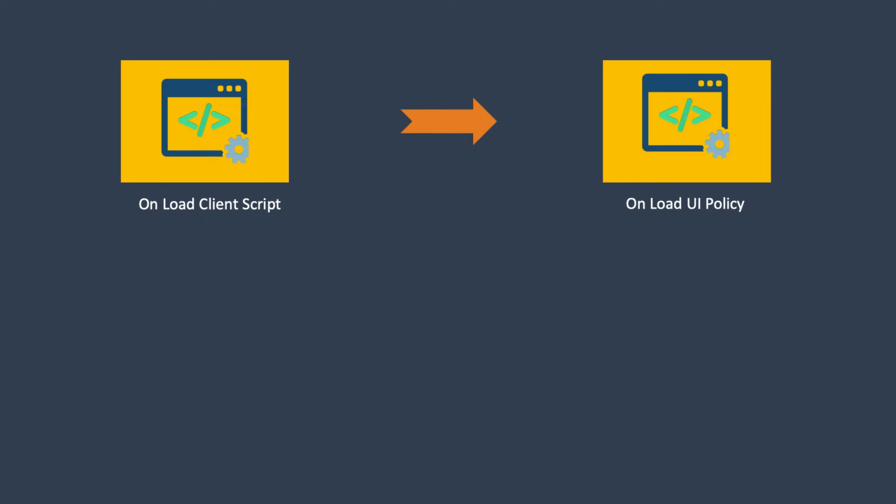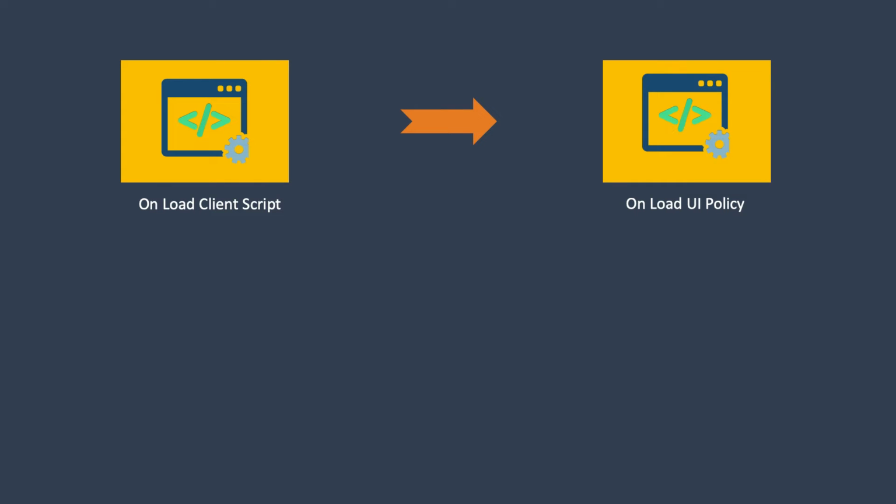So after running the query business rule and display business rule, it runs the onload client script. And after the onload client script, till now, data is still not presented to the user. The user still can't see the form. He can definitely see it right away if I talk about the practical world, but we are talking about all the scripts which are running in the backend. So it will run the onload client script, and then it will run the onload UI policy.